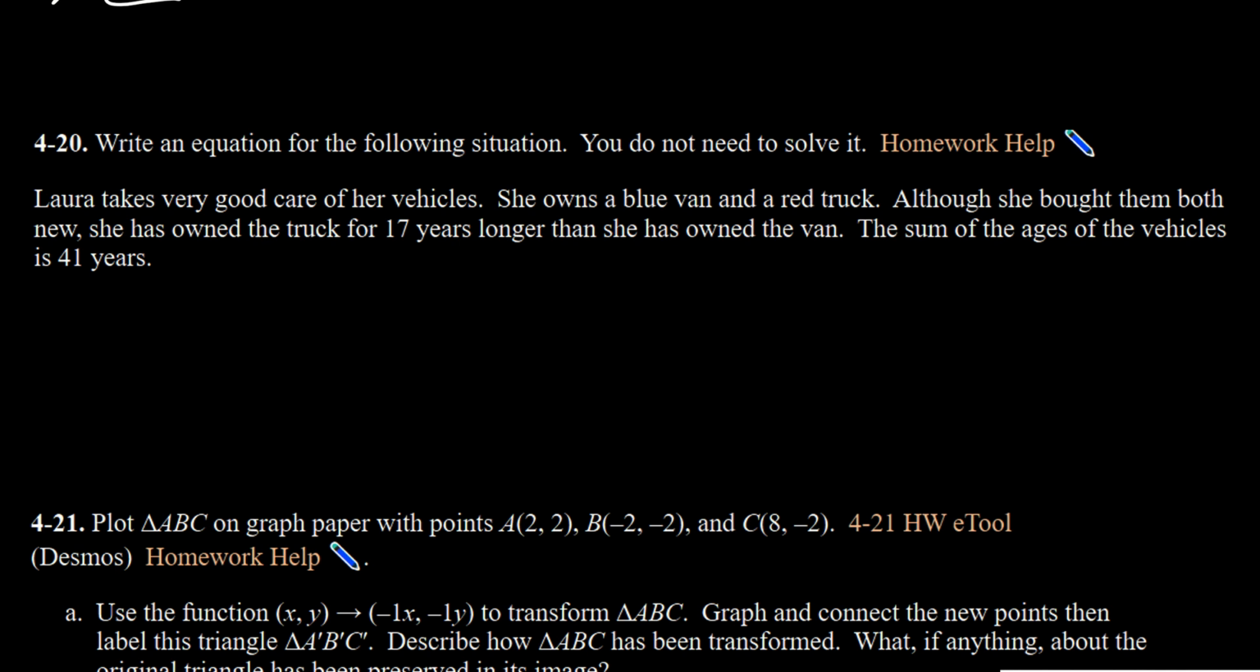Okay, 2 vehicles, a blue van and a red truck. Although she bought them both new, she has owned the truck for 17 years longer than she has owned the van. The sum of the ages of the vehicles is 41 years. So if I add their ages up, I get 41 years.